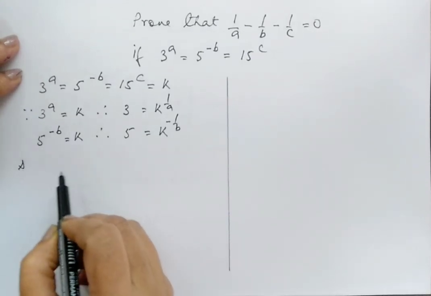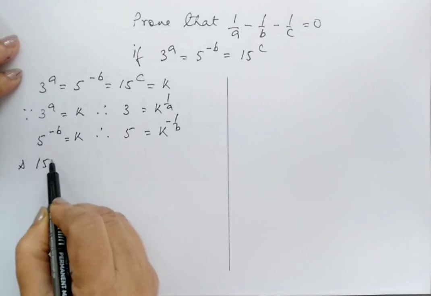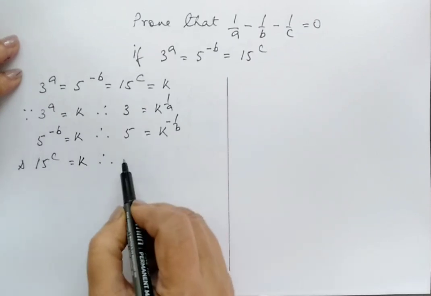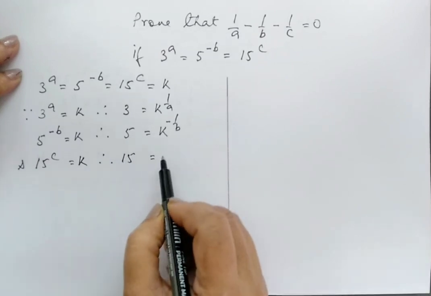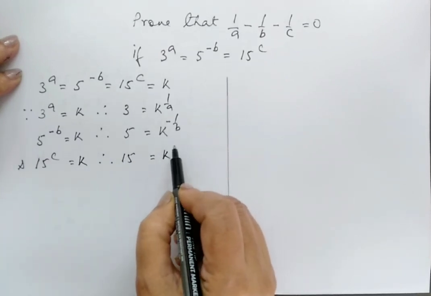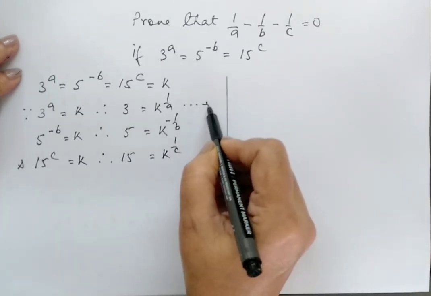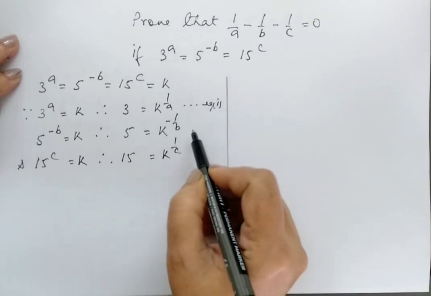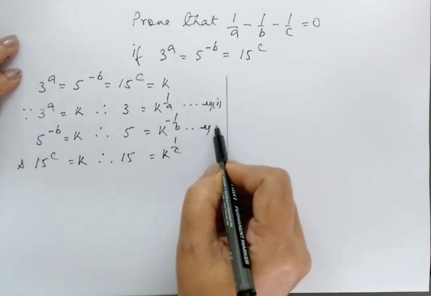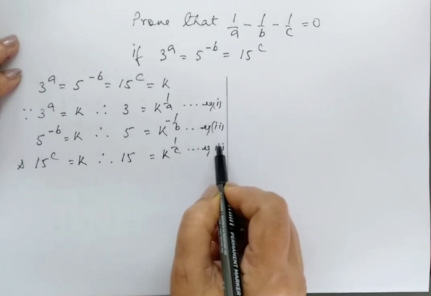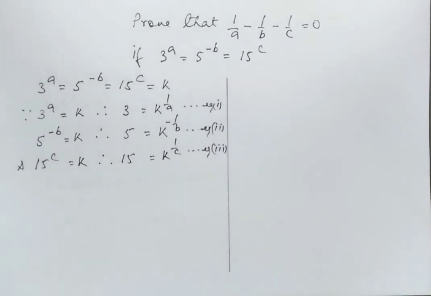and 15 to the power c is equal to k, therefore 15 is equal to k to the power 1 by c. Now this is equation 1, this equation 2, this equation 3. Alright guys, so what next? Any idea? What next? What do we do?